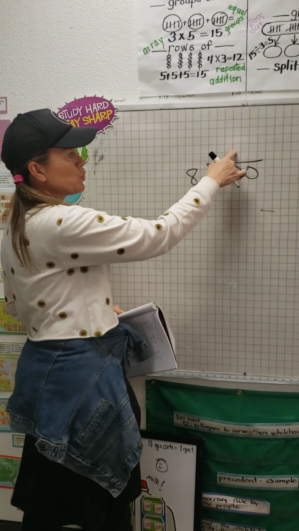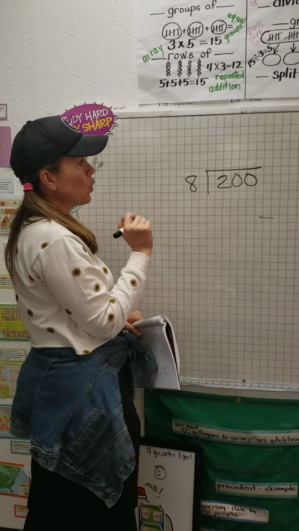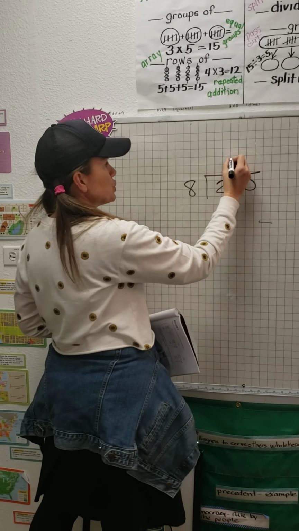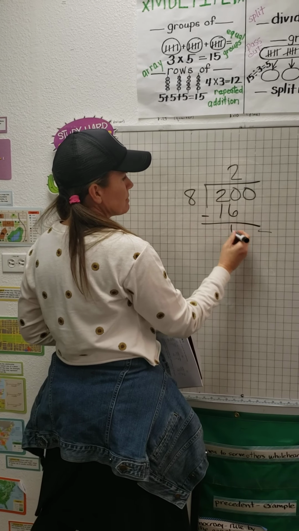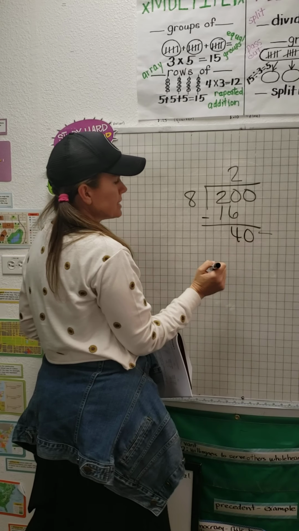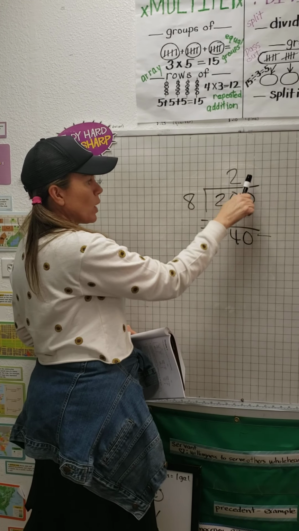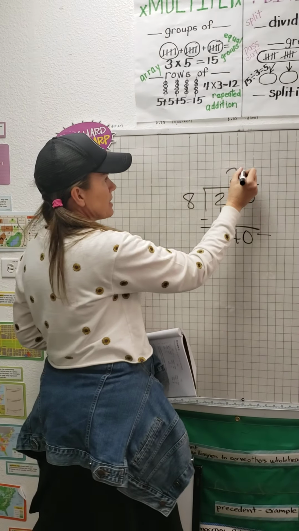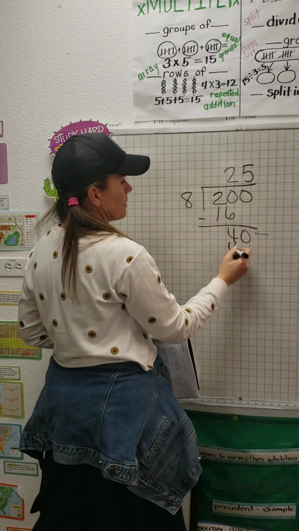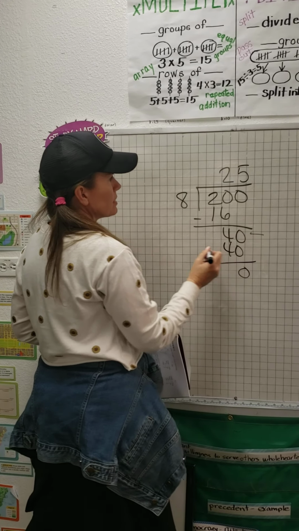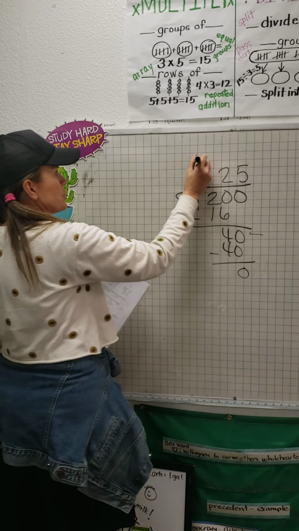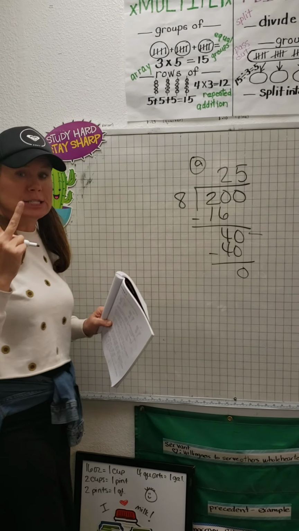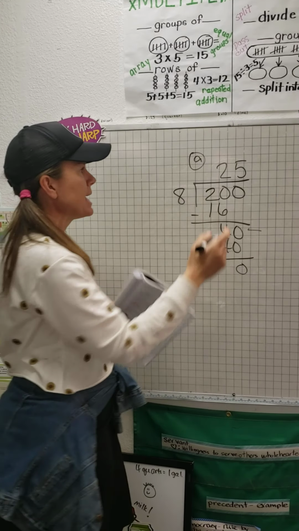So 8 times what will give me 20, or close to 20, and that's going to be 2. 8 times 2 is 16, and then we subtract, bring down our 0. 8 times what will give me 40, and that is 5. So we have 25 cakes that she made. So that's our first. This is a 2-step problem. So 25 cakes were made.